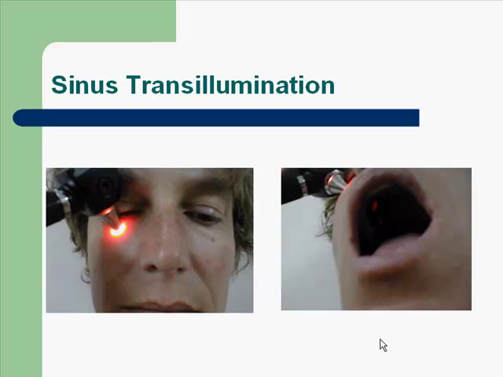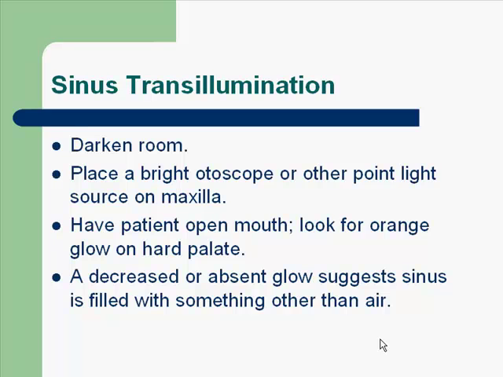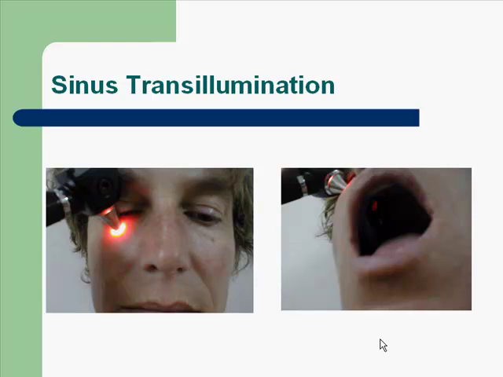Just take, and I'm going to go here for a moment. Most of us don't have an otoscope in our homes, but if you just take a pen light, put it where the maxillary sinus is, below the orbital bones, and have the patient open their mouth and look to see if you can see that illumination. If it's decreased, it may mean that there is some mucus involved.